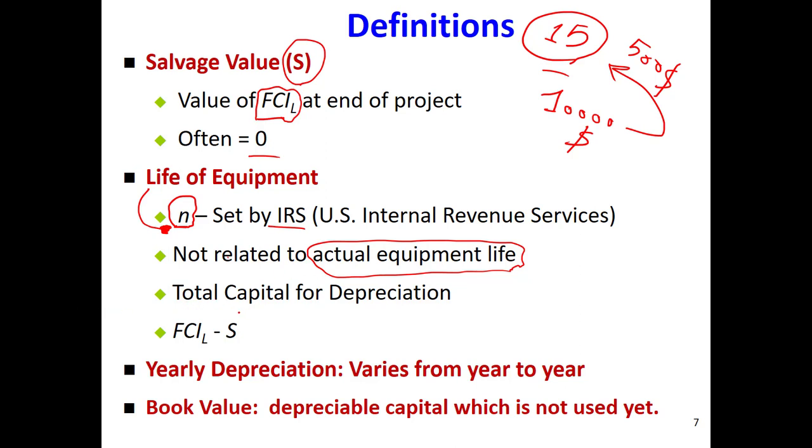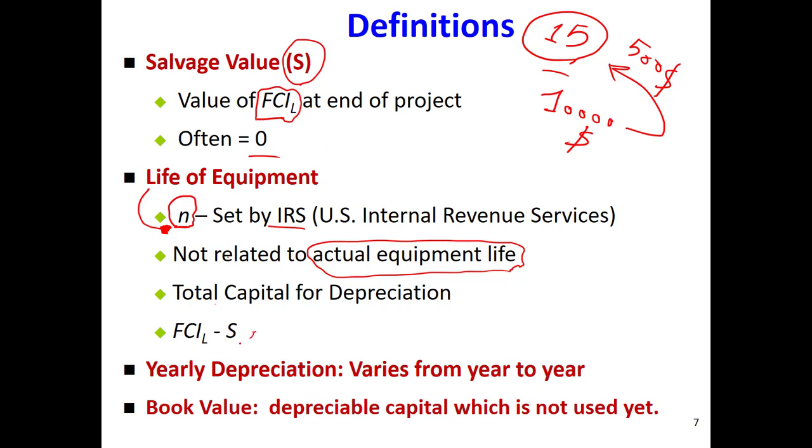Total capital for depreciation is usually also related to the total capital. That is also considered when we are calculating the total capital for depreciation, the part of the capital that will depreciate. We also consider the life of equipment. The reason is that once equipment gets closer to the end of its life, the price will depreciate. And that is how we can calculate it.